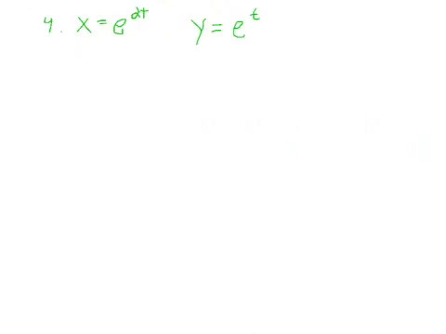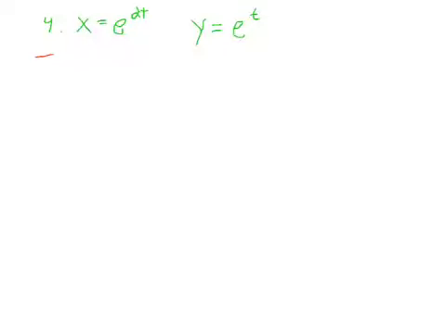Let's take a look at these next two parametric equations. We have x equals e to the 2t and y equals e to the t. So we're back to plugging in values for t. What we need to recognize is, are there any restrictions for t? In this case, there's not, because we can raise e to any power that we want to.